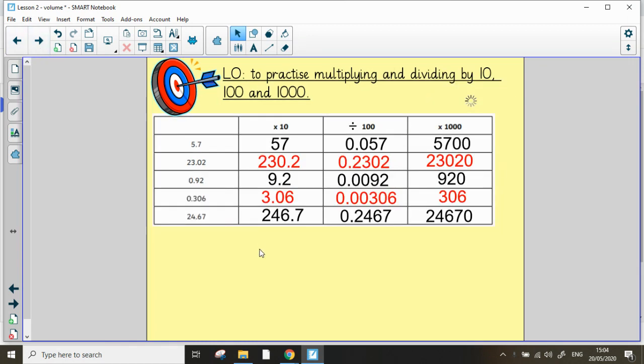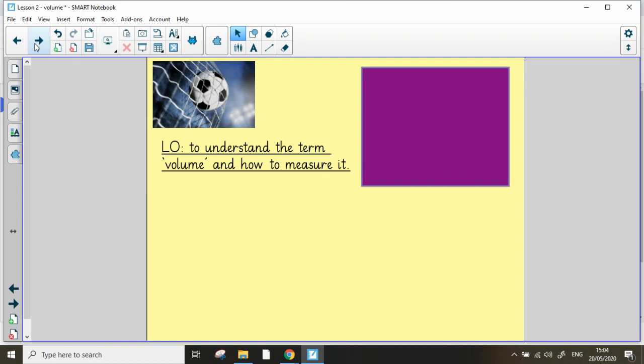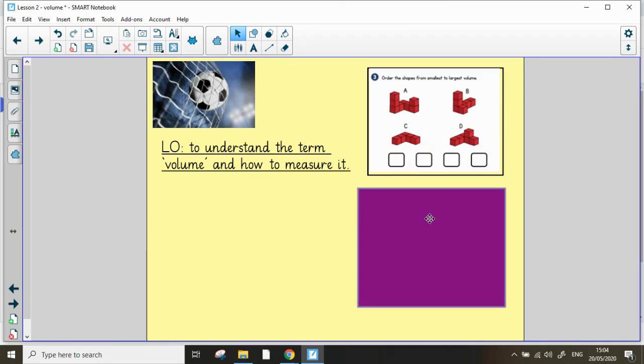And here are your answers. Today's lesson and our new topic is all about volume. So our learning objective today is to understand the term volume and how to measure it. I've got an example of a question that you may be asked here. Order the shapes from smallest to largest volume.